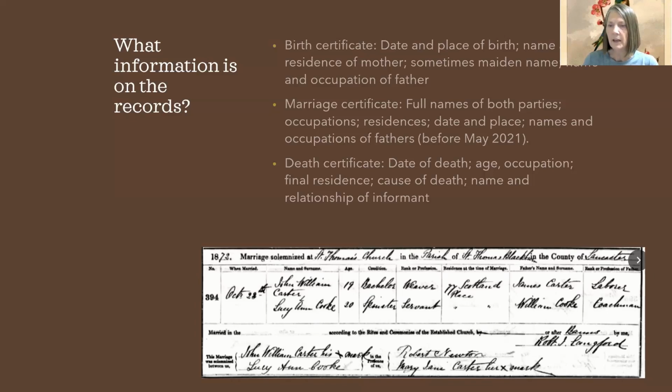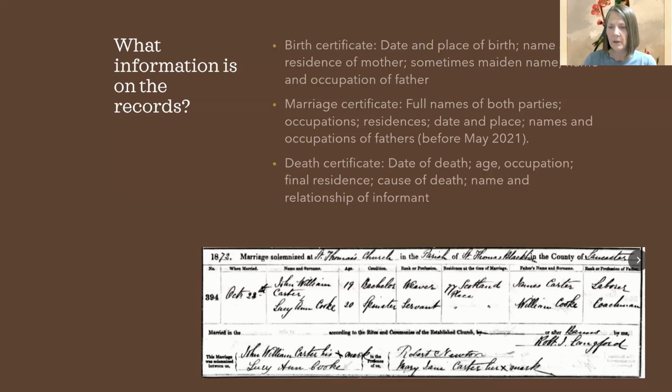The death certificate has the date of death, the age, the occupation, the final residence, the cause of death, the name and relationship of the informant. They are not very informative. They are not as informative as the death certificates that we got starting in the 19th century in the United States. So they won't have parents' names as a general rule. They won't have certain other information that you might get from other types of death certificates in other places.